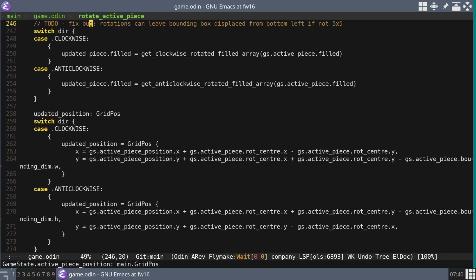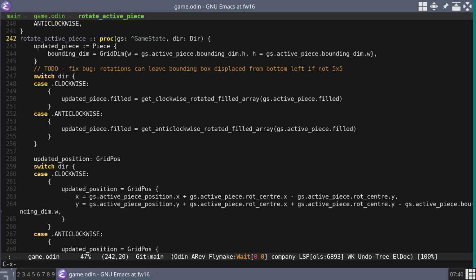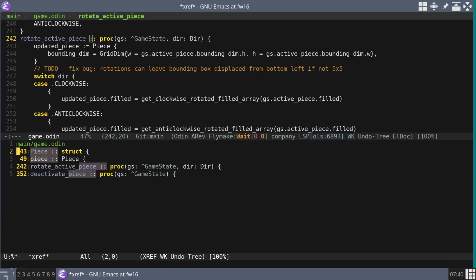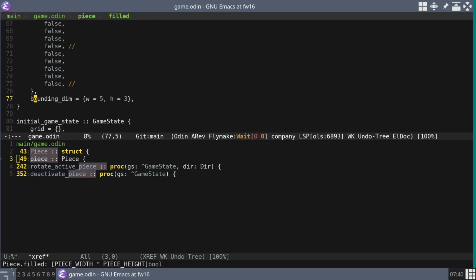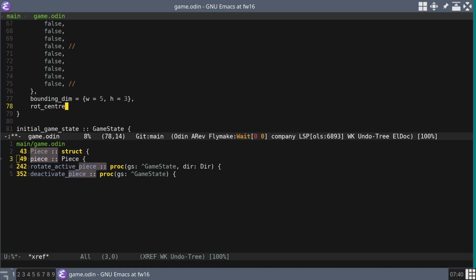I want to go and set a non-zero-zero rot center on my piece. Right, so we get to the end of all the filled. It has some bounding dims that are just hard-coded for now, and we're going to add a rot center, which is currently 0, 0. We're going to make it 1, 2.